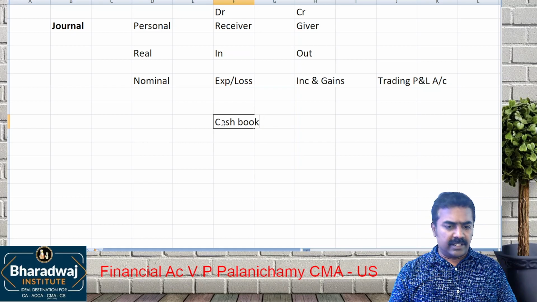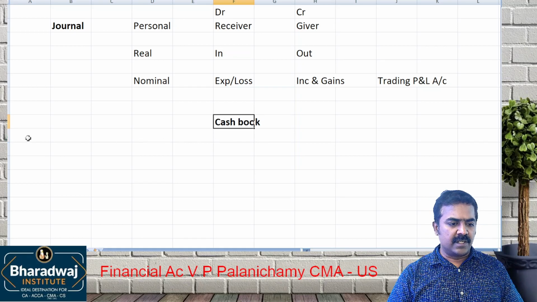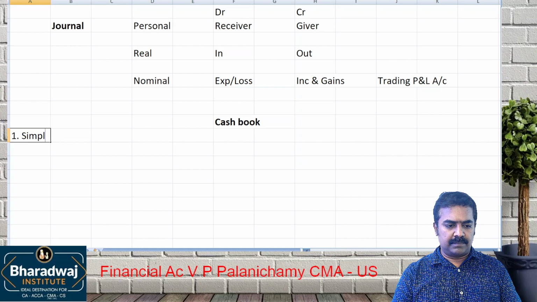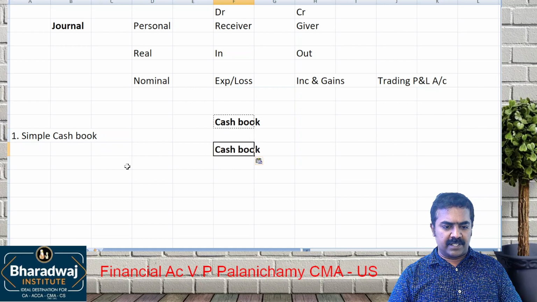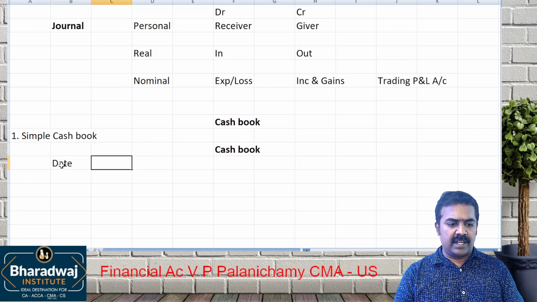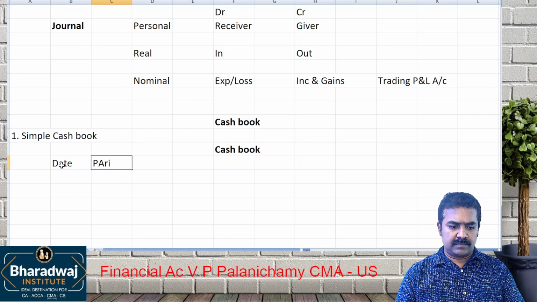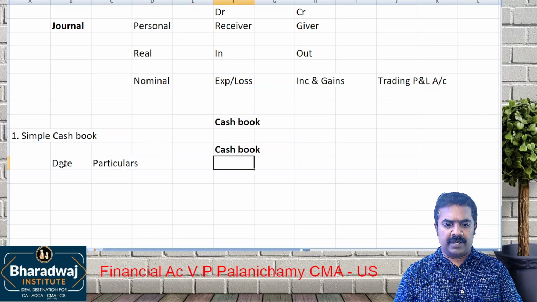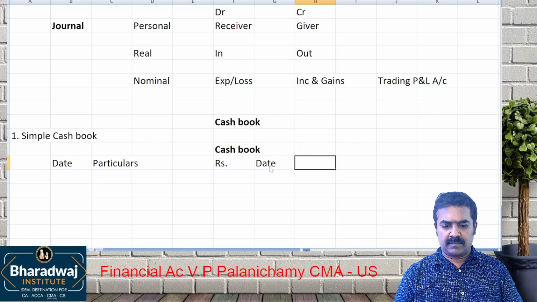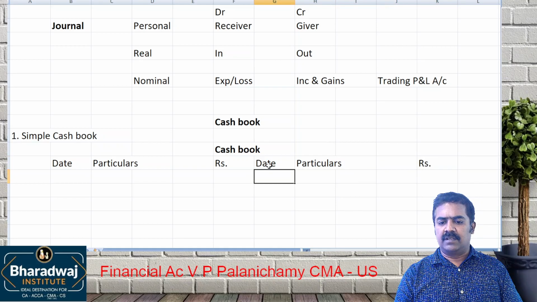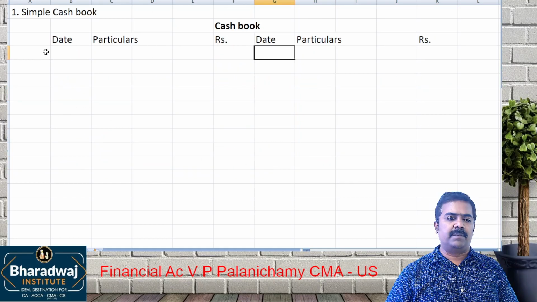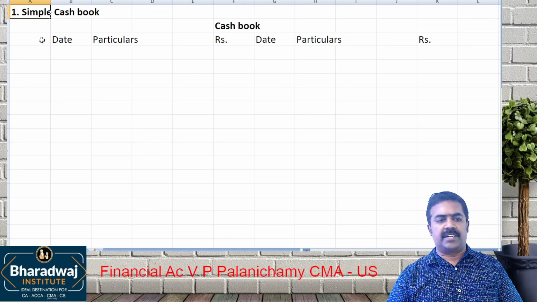Cash book. There are different types of cash book. One is the simple cash book. If you prepare the simple cash book, it will have date column, particulars column, rupees, that's all. Simple. Only cash transactions will be entered. Only what will be entered? Cash transactions will be entered.